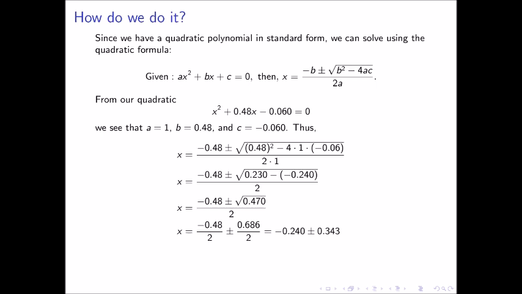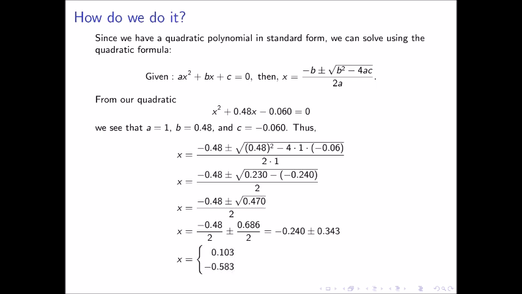We are now ready to take the square root and break up our fraction into two terms. The square root of 0.470 is 0.686. When we break up our fraction, please remember to keep the same denominator in both terms. Now we can divide. Negative 0.48 divided by 2 is negative 0.240. 0.686 divided by 2 is equal to 0.343.